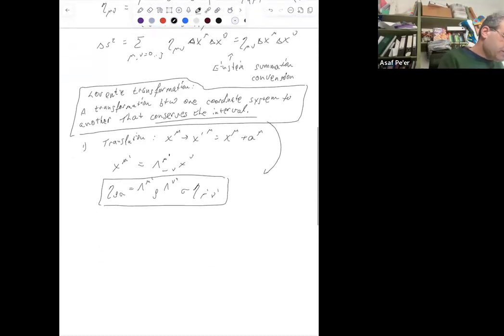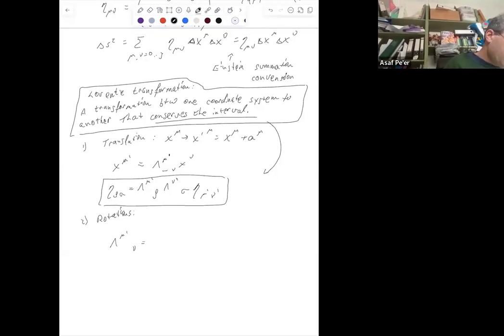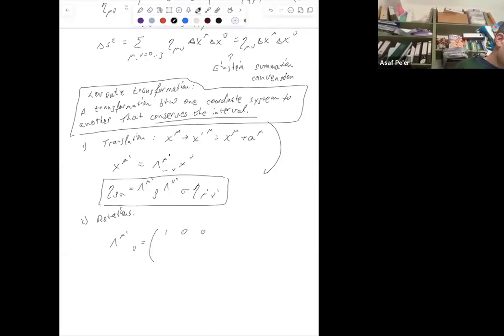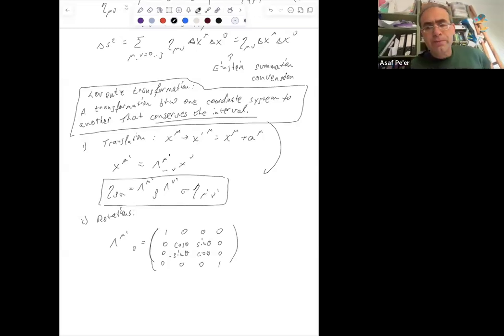So one is rotations. Lambda mu prime nu is 1, 0, 0, 0, 0, cosine theta, sine theta, 0, 0, minus sine theta, cosine theta, 0, 0, 0, 0, 1. This is a legitimate Lorentz transformation.